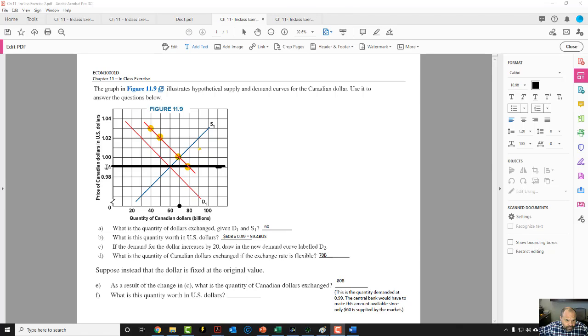Okay? And then what is this quantity worth in US dollars? Well, it would be worth 80 billion times 0.99. So it will be worth 79.2 billion US.